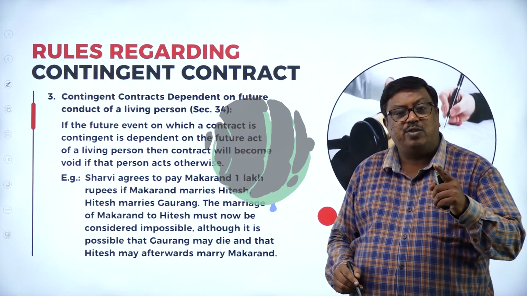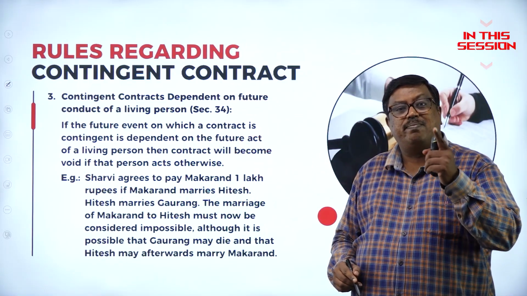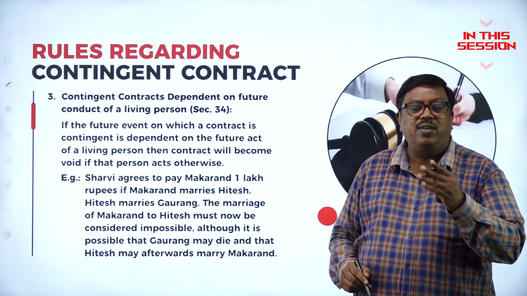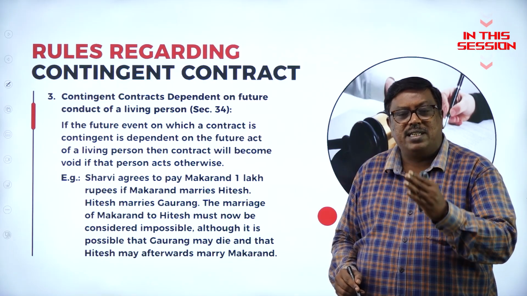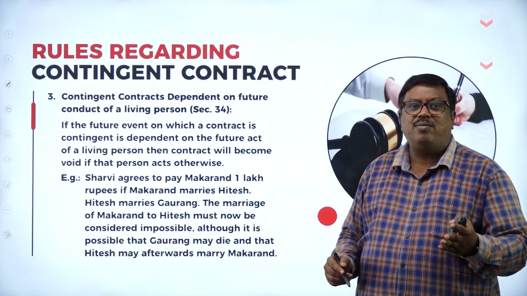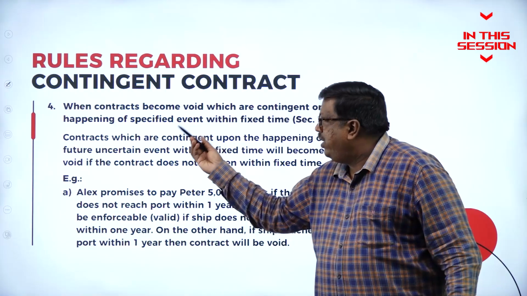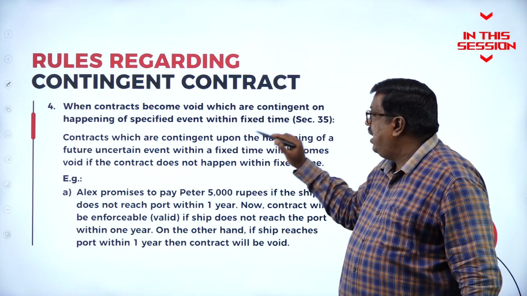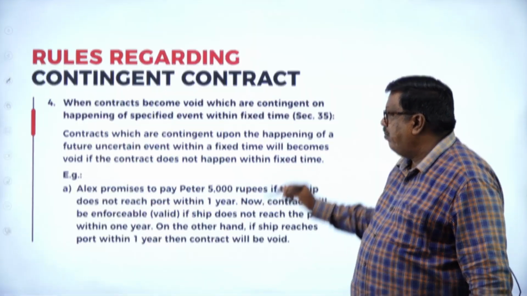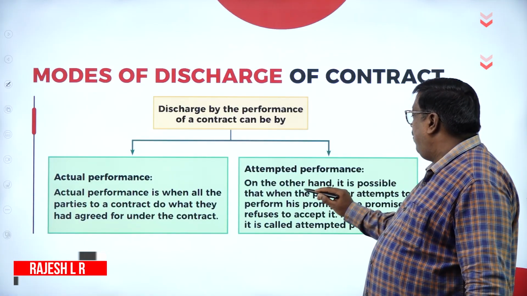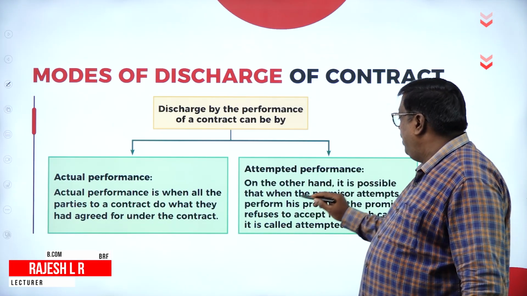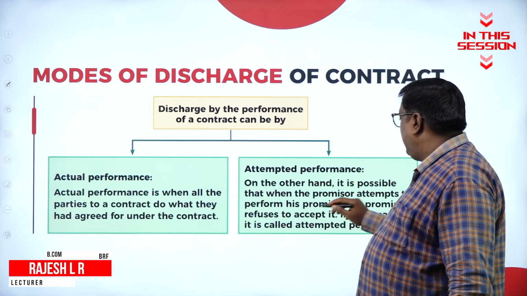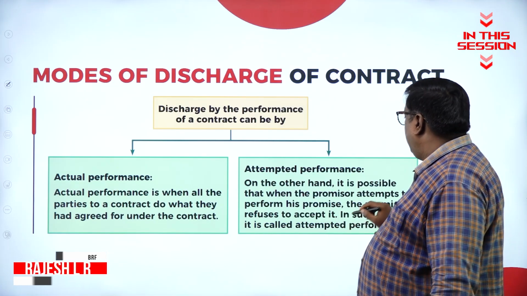Shavi is agreeing to pay Makand if she marries Itesh. Unfortunately, Makand died. So now the contract is void. When contracts become void, which are contingent on happening of specified event within fixed time. On the other hand, it is possible that when the promisor attempts to perform his promise, the promisee refuses to accept it. In such cases, it is called attempted performance.